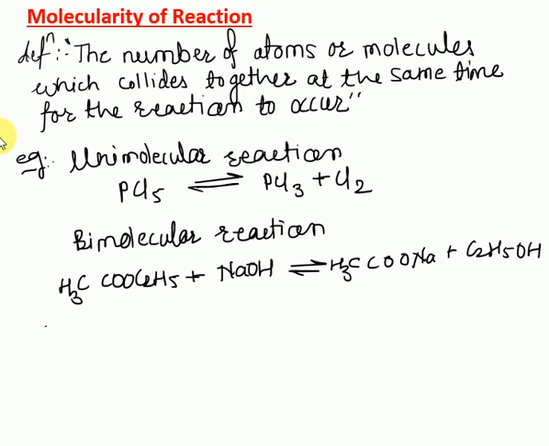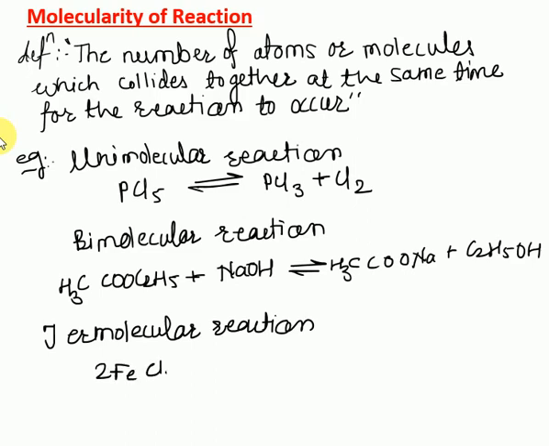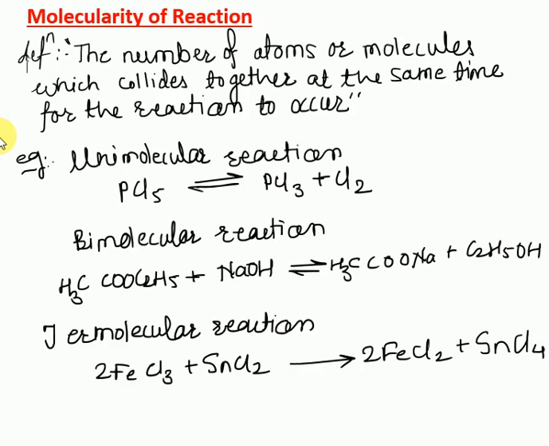Third type is a termolecular reaction. Three molecules will be involved in the reaction. So the example will be ferric chloride plus stannous chloride. It is an example of a redox reaction. It will give ferrous chloride plus stannic chloride. So a total of 3 molecules are involved in the reaction, 2 moles of ferric chloride and 1 mole of stannous chloride, and that's why it is a termolecular reaction, or we can call it a trimolecular reaction.